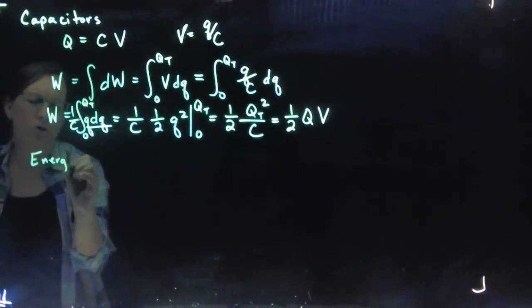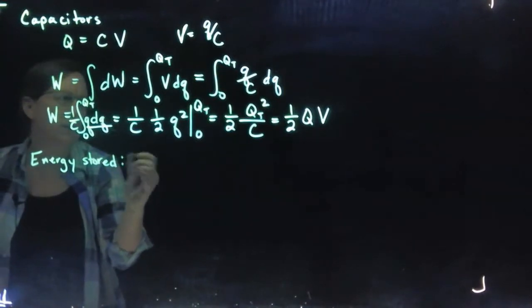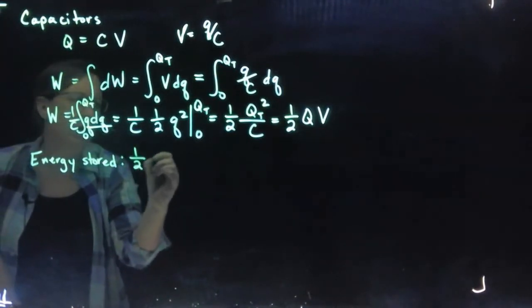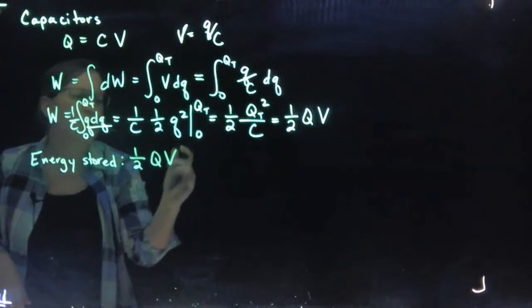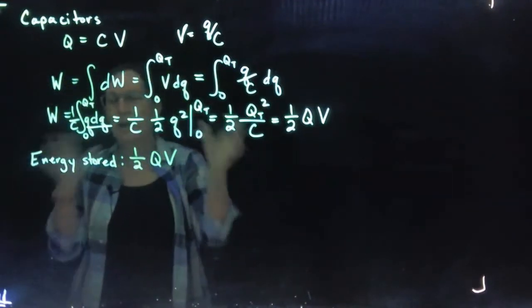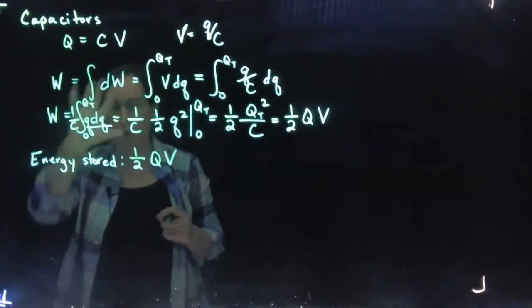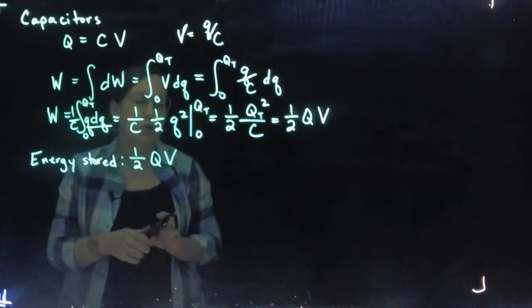So the energy stored in a capacitor, typically we see it like this, as 1/2 the total charge that's stored times the voltage. And again, if you want to substitute in here, you can get any of the other versions of the energy stored.